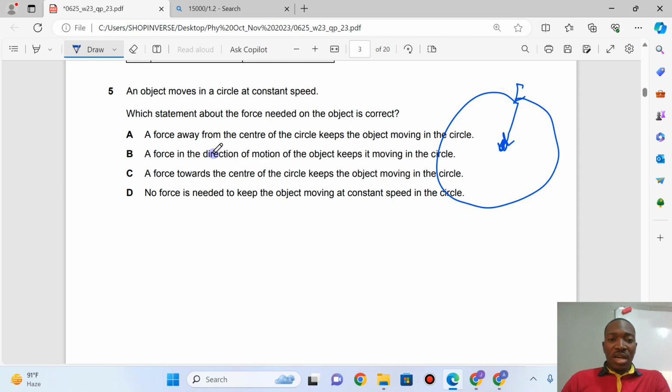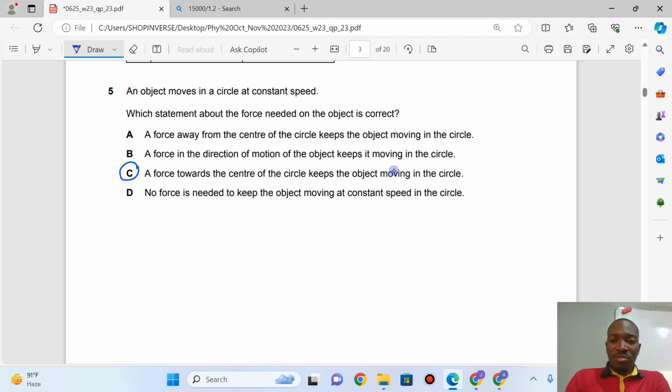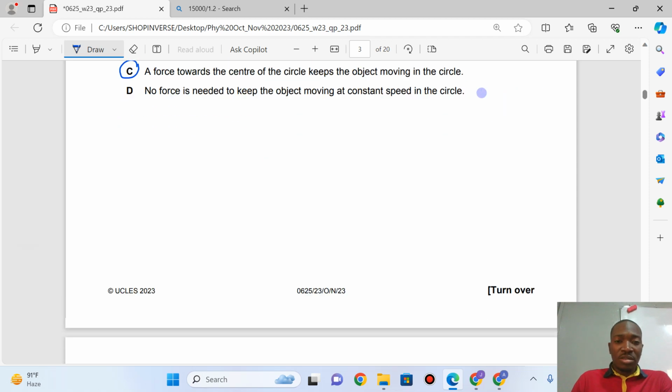Okay, the force in the direction of motion of the object. No, not direction of motion. The force does not go in the direction of motion. No, that's wrong. Option C, a force towards the center of the circle keeps the object moving in the circle. That's correct. That introduces the concept of centripetal force, okay? Centripetal force equals mv squared over r. So the direction of centripetal force is towards the center of the circular path.